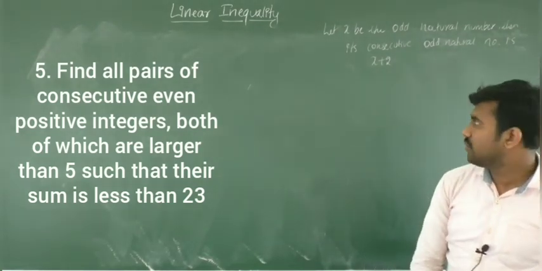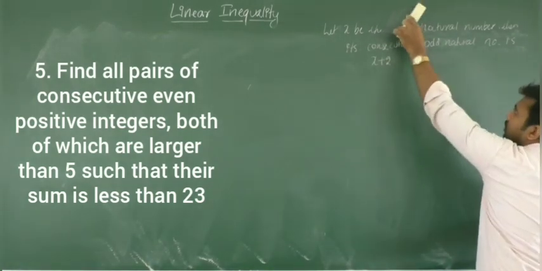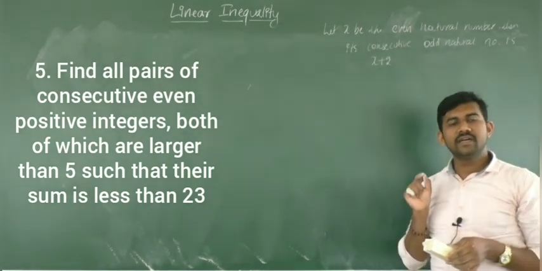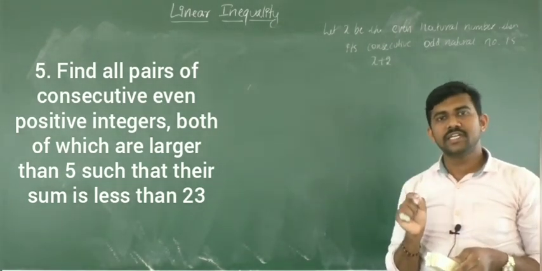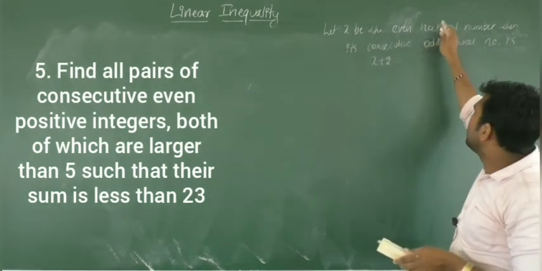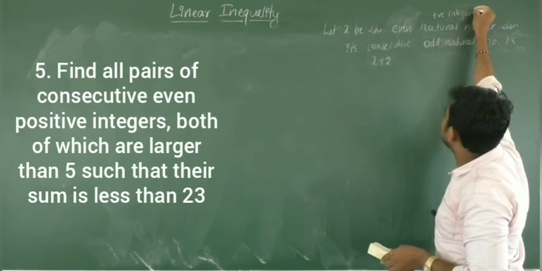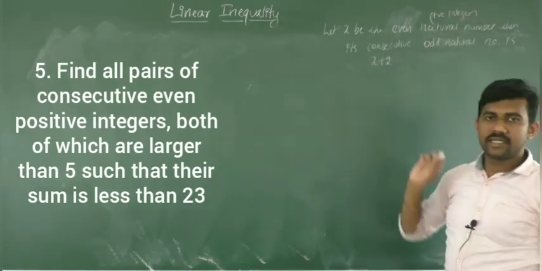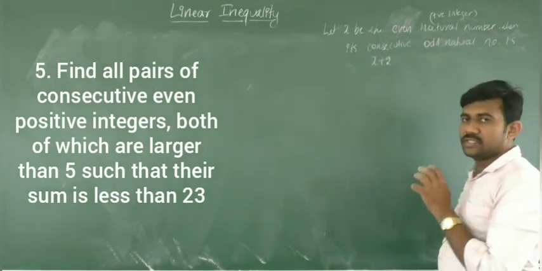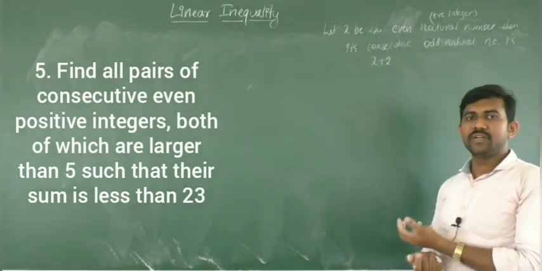So how can we find them? Same type of question, you can observe here. They have given to find the pairs of consecutive even natural numbers, or even positive integers. Okay, both are the same. Let me consider x to be one of the even positive integers. Then what is its consecutive even positive integer?